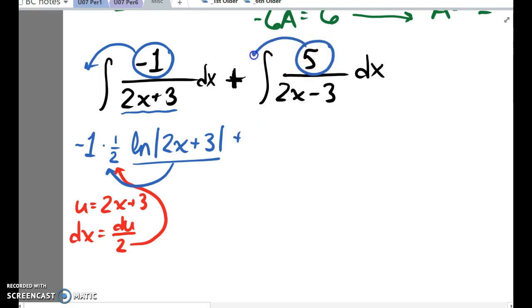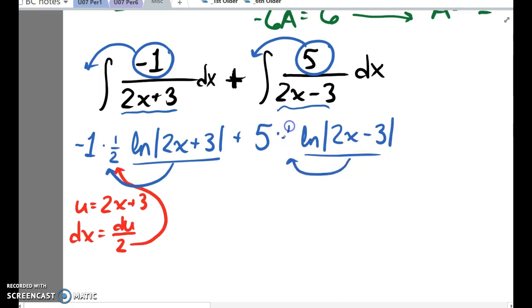For the second term, again, that constant multiple, I'm just going to bring that out front and worry about everything else. I have a natural log absolute value of this denominator. I'm using a different u than what I did over there. And here again, mental u substitution puts a 1/2 in front. And now we're plus c, and we're finished.